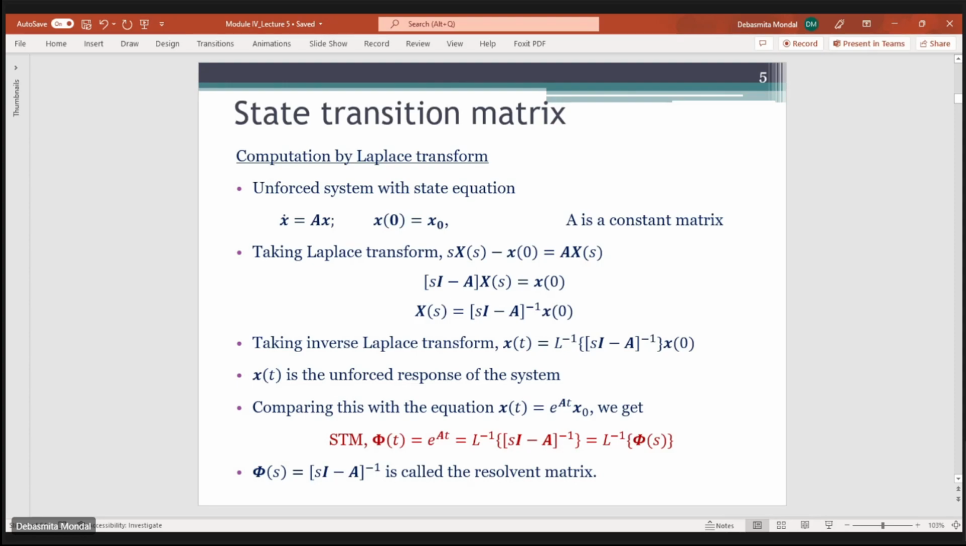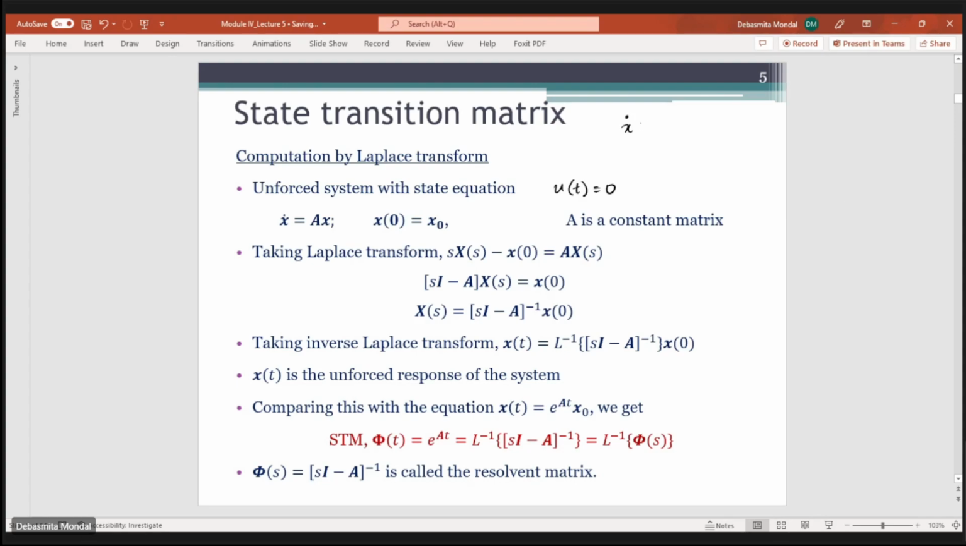So what we can do is find the value of the state transition matrix by other methods also. There are two methods. One is that we can compute the state transition matrix by using the Laplace transform. First, let's take the case where we have an unforced system. The state equation for that unforced system will be x dot equals Ax. This is an unforced system, meaning that the value of u(t) is equal to 0, right?